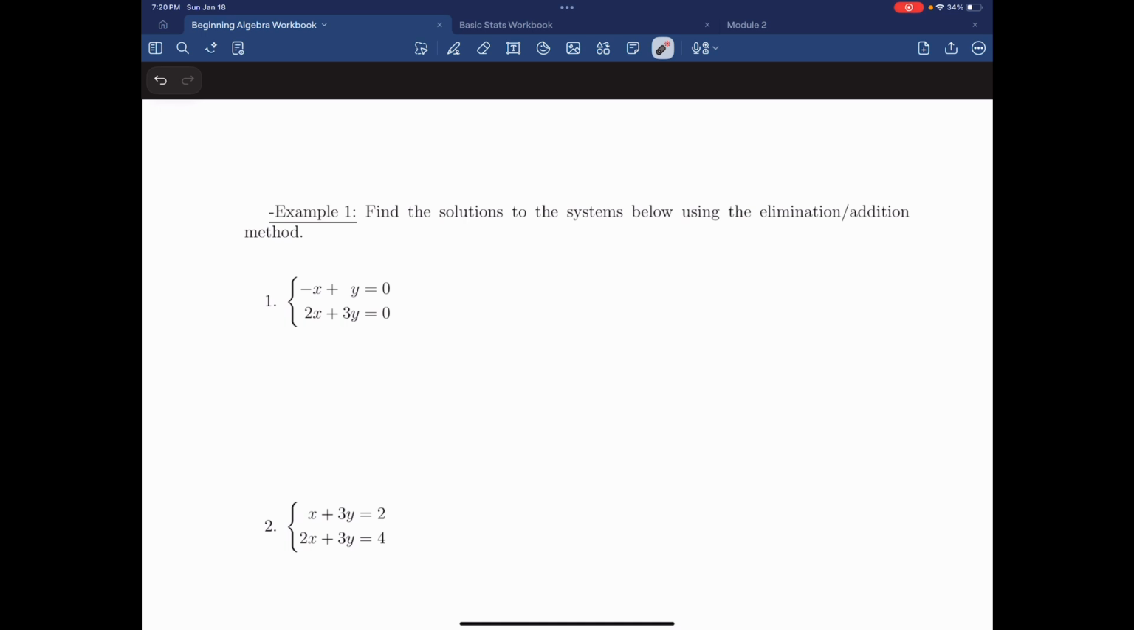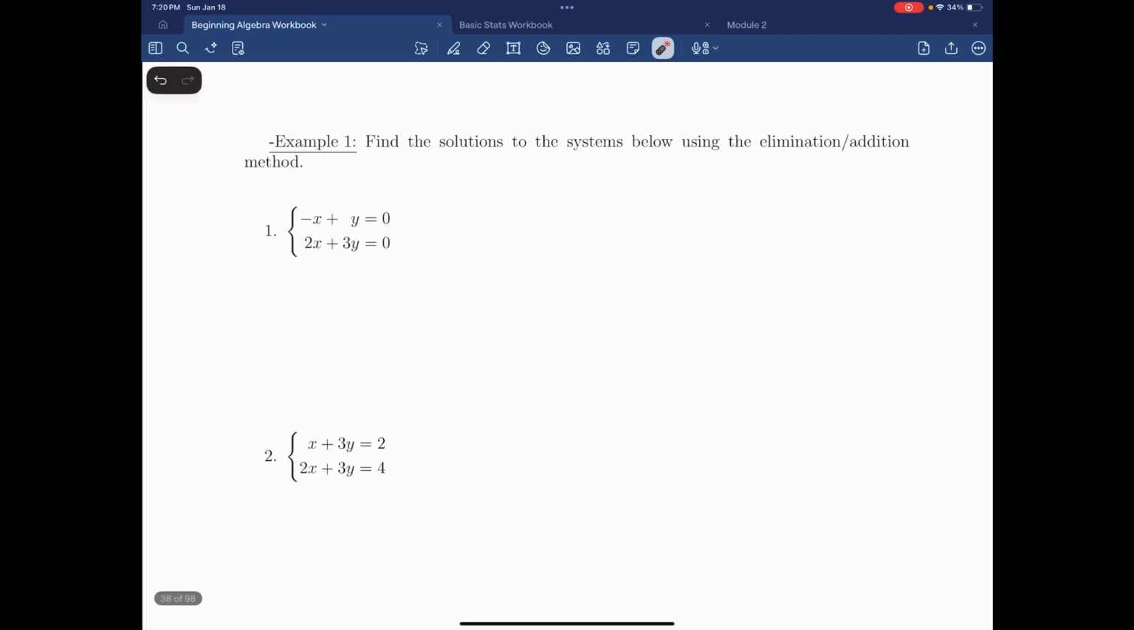So for example 1, we are told to find the solutions to the systems below using the elimination/addition method. So for example number 1, we are presented with the system with an equation negative x plus y equals 0, and a second equation 2x plus 3y equals 0. Now, looking at this first equation here, I notice that we have a negative x here and a positive x, and both our y's are positive.